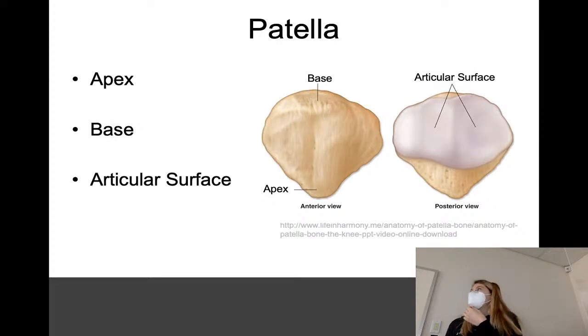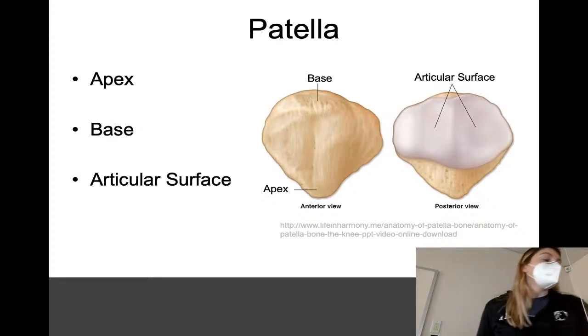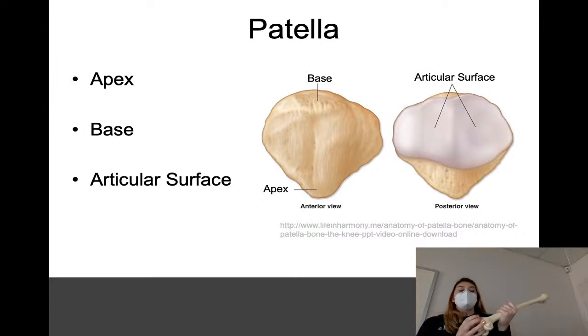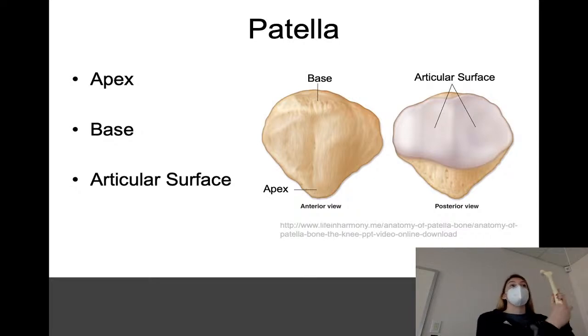Okay, and I guess we have one more bone. I forgot about patella, because it's kind of a random bone. So our patella is a sesamoid bone. So it is kind of in isolation on its own.